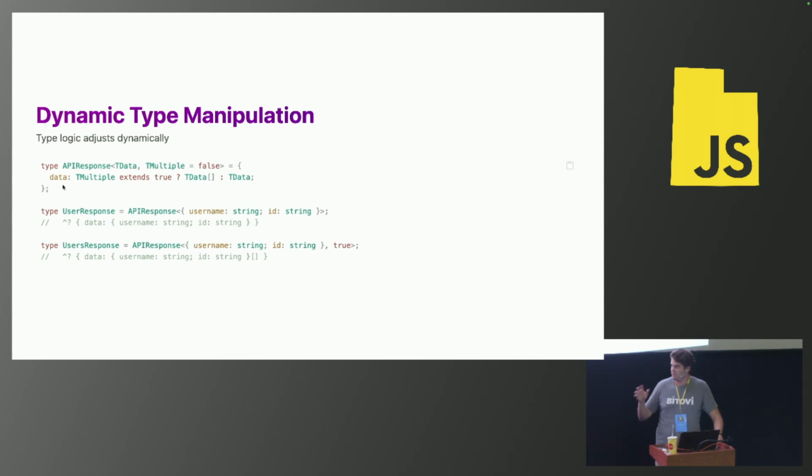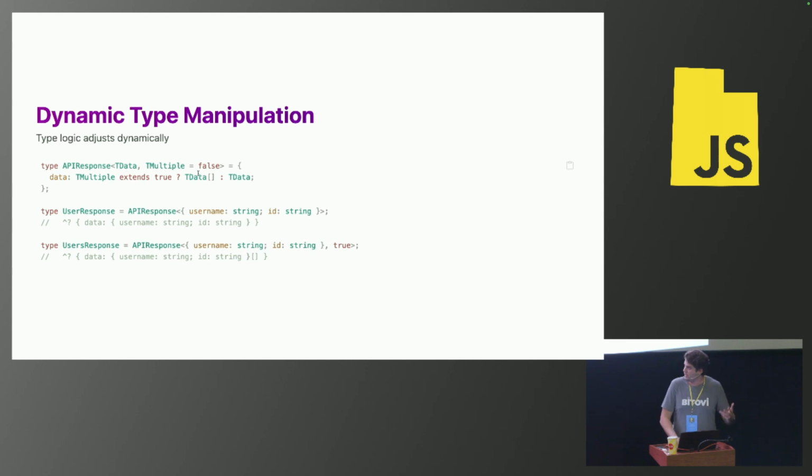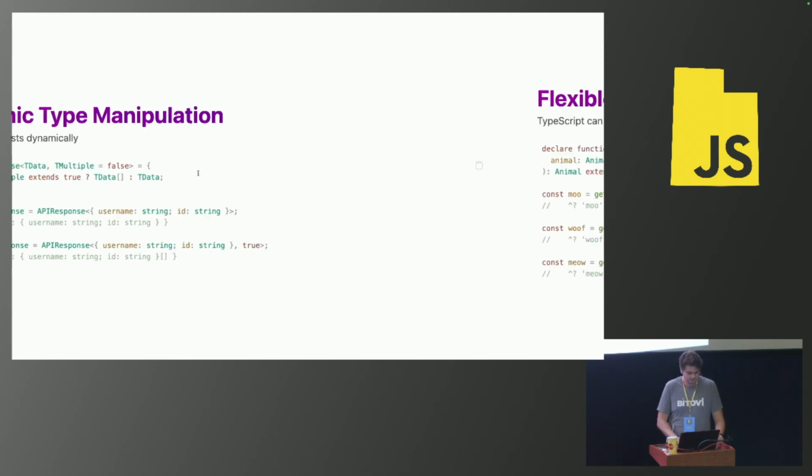Up on the board, we have a very simple example of this, a little contrived. You probably wouldn't do this. But you can see here we have an API response type that has a type argument for the data because whatever comes back, we want to be able to type using that type argument. And on top of that, we have a multiple type argument to denote whether or not we want it to be an array of that or just a single instance of it. Again, a little contrived because you could just use TData to pass in the array, but it illustrates some of the cool things you could do with conditional types.